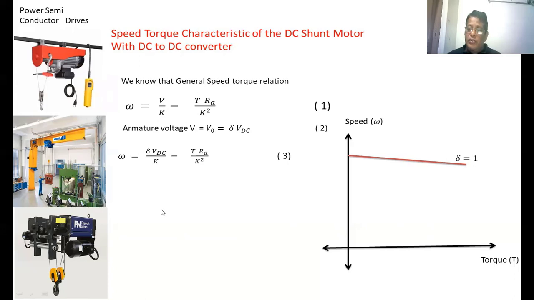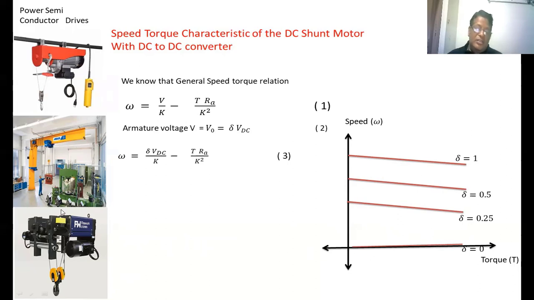Suppose we take delta equal to 0.5, the no load speed of the motor will decrease. As the load increases, the speed will decrease. If we further decrease delta to 0.25, the no load speed of the motor will decrease further. As the load on the motor increases, the speed of the motor will decrease. Suppose delta equal to 0, the motor runs at 0 speed. Nothing but this converter is not going to give any voltage. These are the speed torque characteristics of a DC shunt motor for the first quadrant operation with the help of the DC to DC converter.